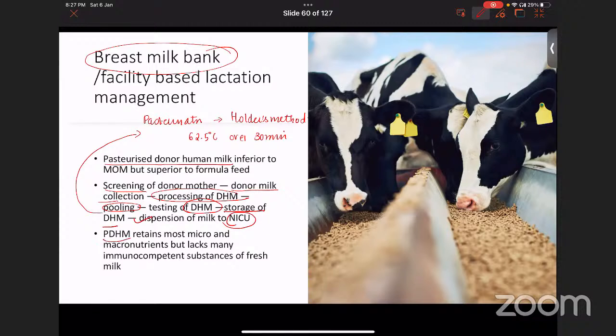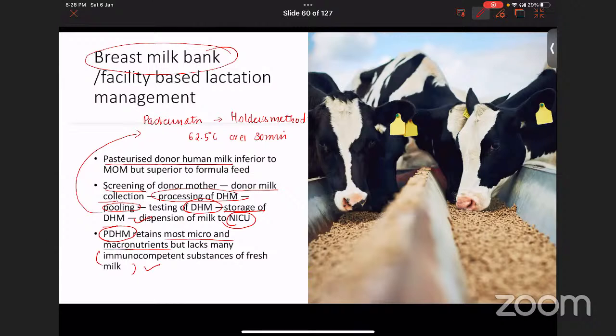The point is, this PDHM retains most micro and macronutrients which are present in your normal fresh breast milk. But the only thing is, it lacks the immunocompetent substances of fresh milk. What I said, serum lactoferrin, IgA, immunoglobulin, interferon, which are normally immunoactive substances present in your fresh human milk, are not going to be present here. This is one of the disadvantages, but it is inferior to mom's milk and superior to formula feed.